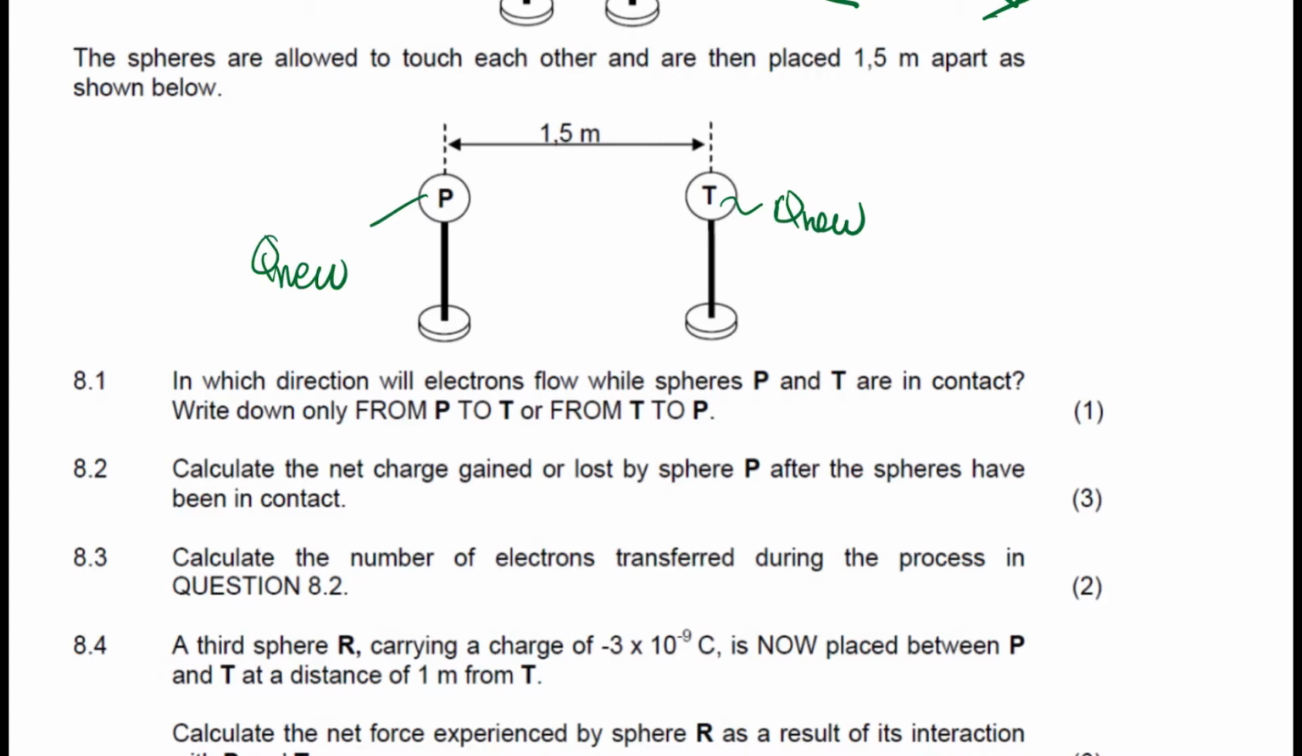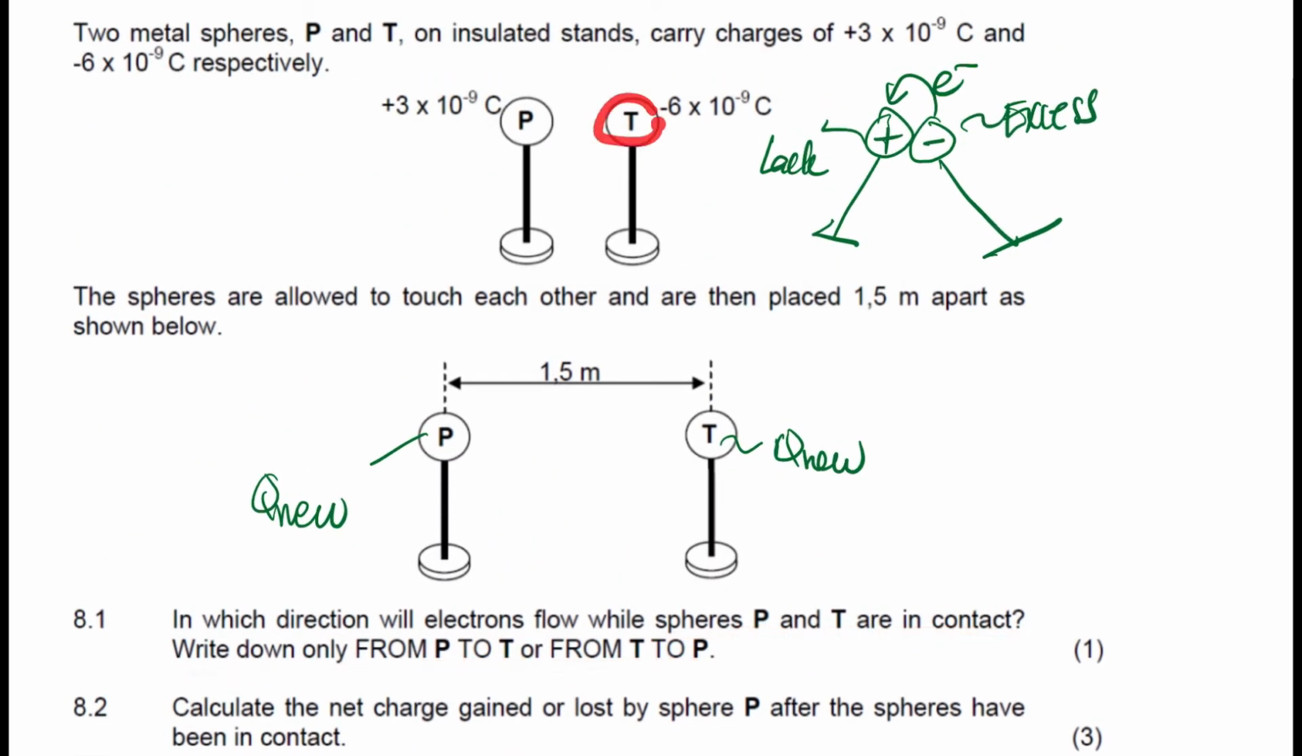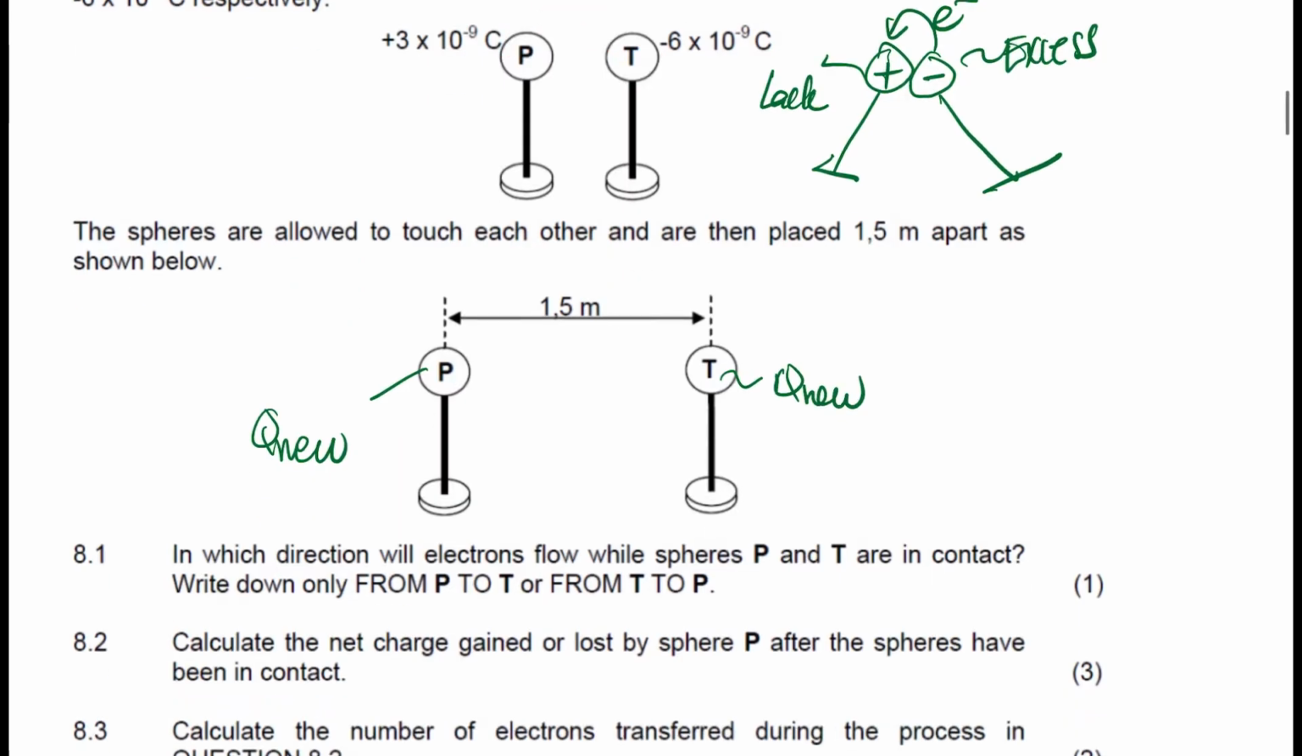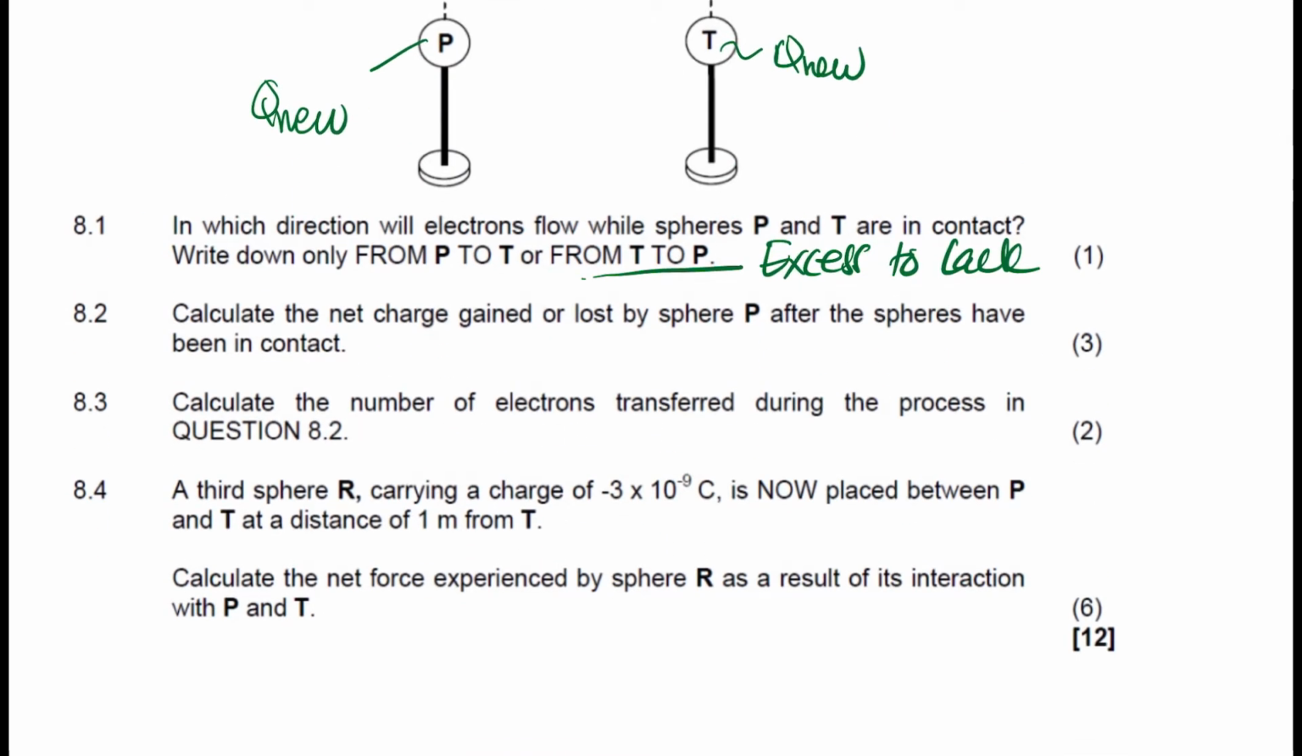Right, now in 8.1 it says, in which direction will electrons flow while the spheres P and T are in contact? Write down P to T or from T to P. They flow from T to P. So the answer here is T to P. This is the correct answer. They go from the excess to the lack.